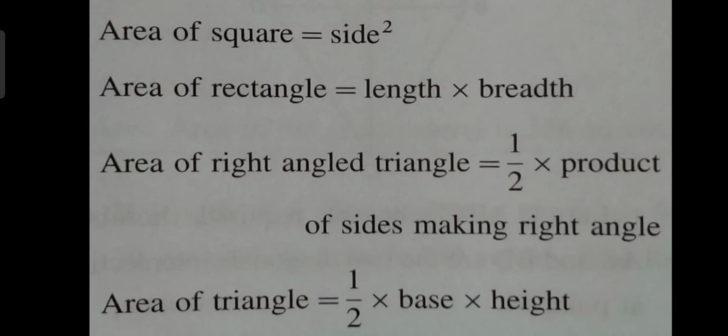Now students, this belongs to chapter number 15, that is area. Area of square is equal to side squared, which is also said as side into side. Area of rectangle is equal to length into breadth. Area of a right angle triangle is equal to half into the product of the sides making the right angle. Area of a triangle is equal to half into base into height.